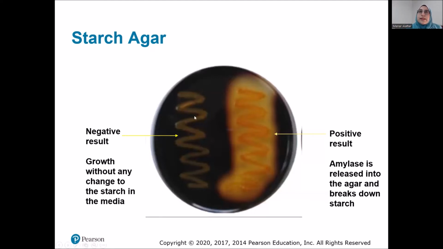Whereas this organism, yeah, sure, it grows, but it's not actually metabolizing the starch or producing the amylase in the way that this organism is. And so in that way, it's differential because we're differentiating between organisms that can metabolize starch via amylase and that can't.